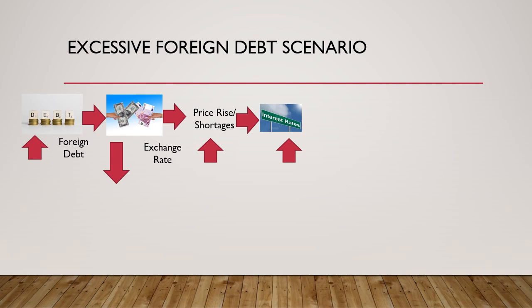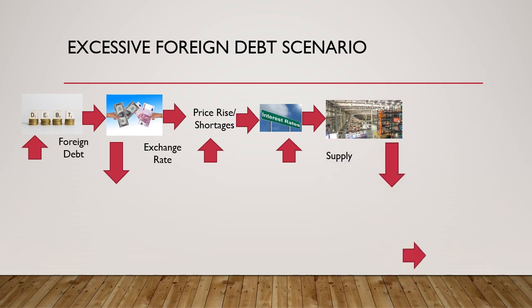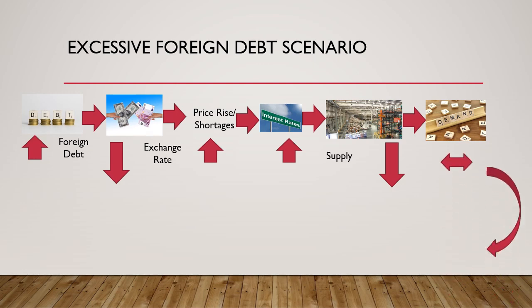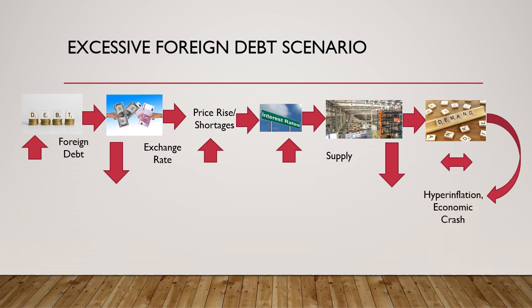Now, this combination of increase in interest rate, price rise of imported goods and shortages ensures that the domestic supply falls even further, even as the demand levels in the economy are maintained because of the increased fiscal deficit. This can then lead to scenarios of hyperinflation or even an economic crash in the economy.